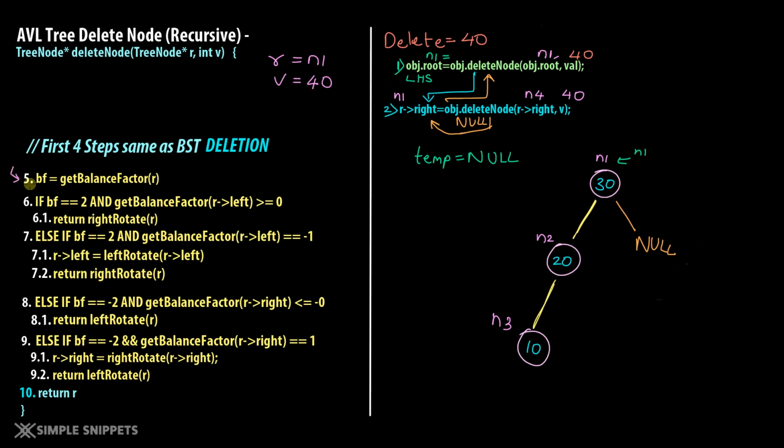Now step 5 we will start with the AVL tree code part where we calculate the balance factor, right? So R is nothing but N1 over here right now. So this is nothing but R. So balance factor, we will say get balance factor. Now, what is this balance factor function? Let's see the balance factor function briefly.